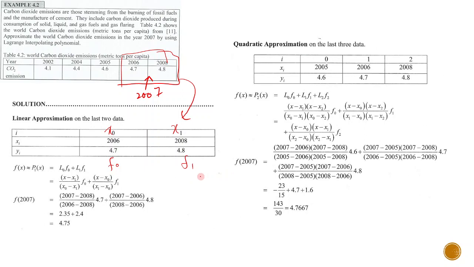Then we use the formula that is given. The value of x, which is 2007 minus 2008, times the F0, which is 4.7, and the value of X0, 2006 minus 2008, plus 2007 minus 2006 divided by 2008 minus 2006, multiplied by 4.6.